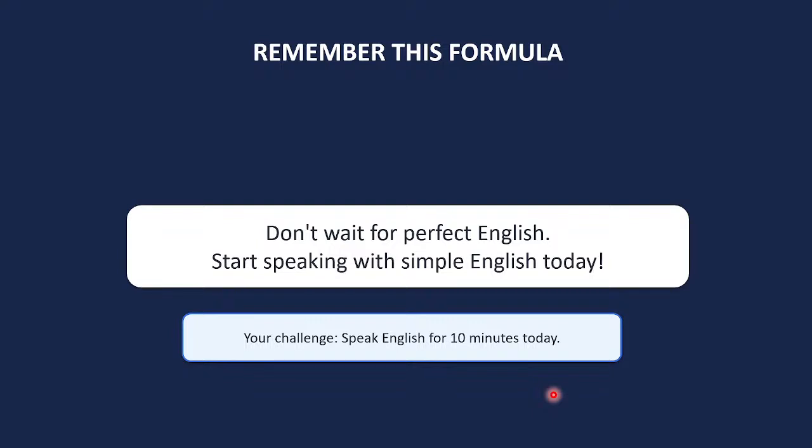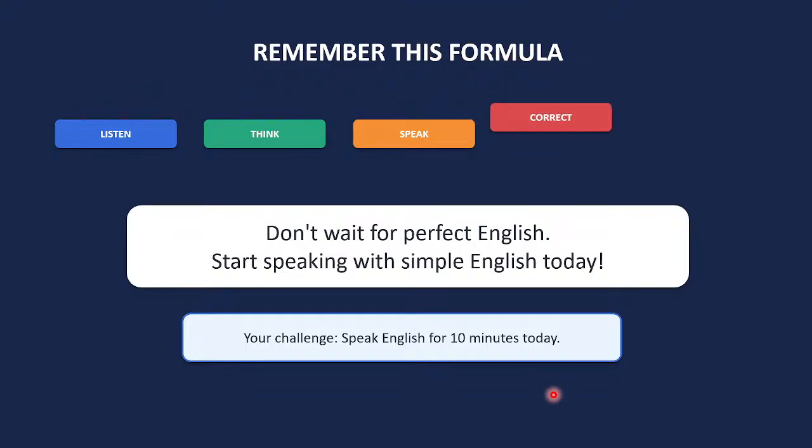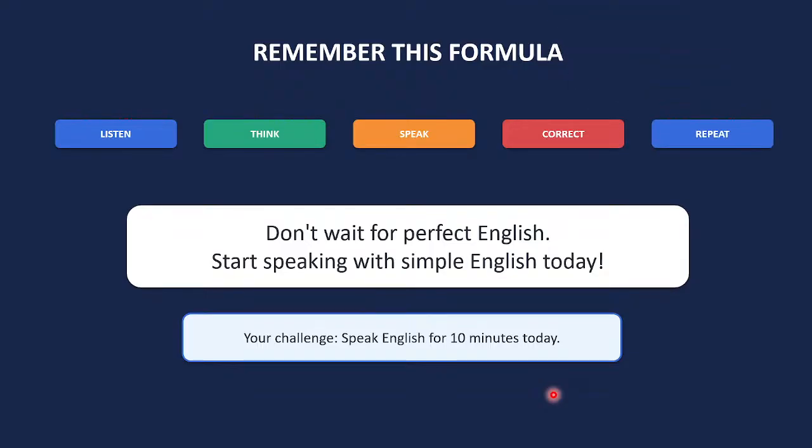There is a simple formula to speak in English, right? First is listen. First you need to listen to what the person is saying, what the person is asking. Next is think over it, right? Next is thinking, and then speak. After that, correct if there is any mistake, if you have made a mistake somewhere, right? Lastly, repeat. So this is the formula.